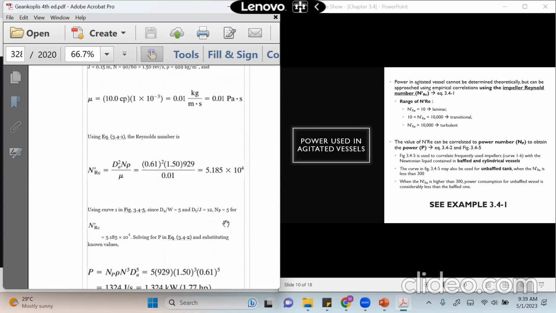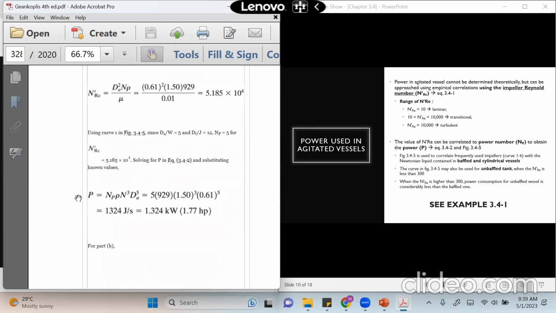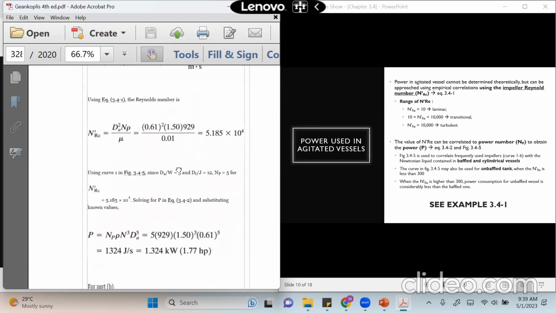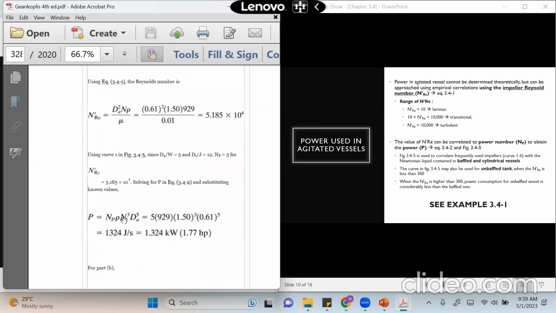The NP is 5 for the NRE of this. Then I can solve for P using equation 2. So I put 5 here. The density is this, and then n is 1.5 to the power of 3, dA is 0.61 to the power of 5. So the power for the agitator is 1.77 horsepower.